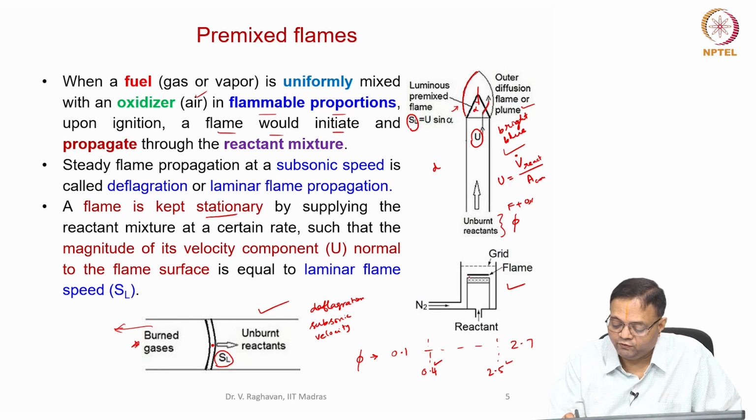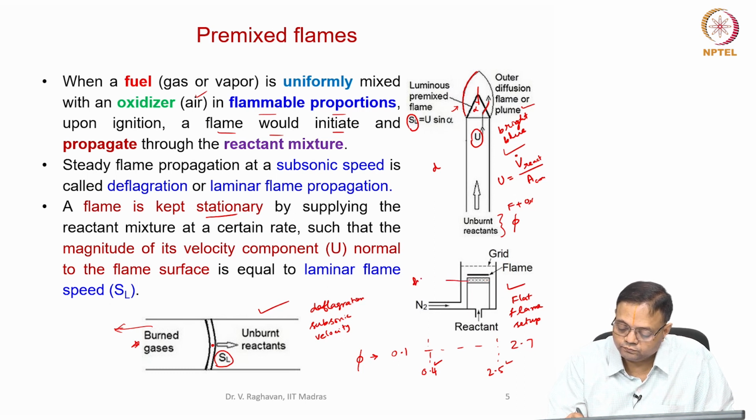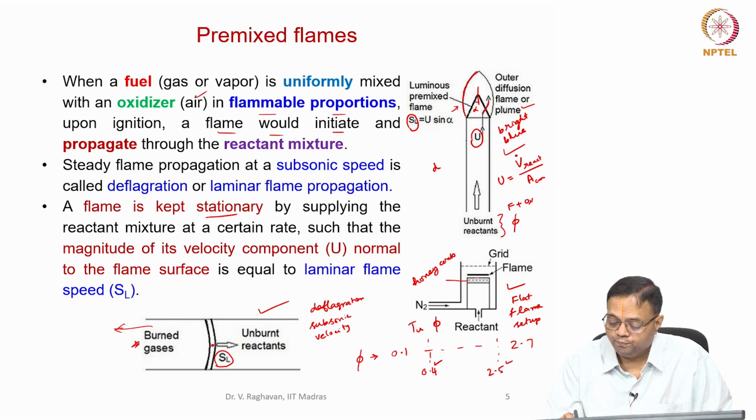So, one more setup I can show you is the setup in the bottom right, which is nothing but a flat flame. It is called a flat flame setup, where I have a honeycomb structure through which reactants are supplied at a given Phi and unburnt temperature Tu. Now, in order to avoid disturbance from the atmospheric air, I shield it with a nitrogen curtain like this. Surrounding the burner, I put a nitrogen curtain, and now a flat flame is formed.